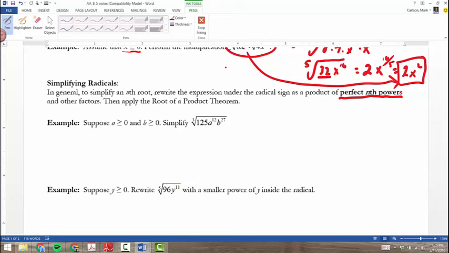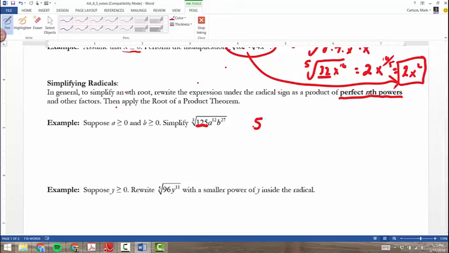So what I'm going to do is look at this and do each number and each variable. The first thing I'm looking at is the number 125, and I'm asking myself this question: are there any perfect third power numbers that go into 125? And I know that 125 is a perfect third power number. So since 5 times itself 3 times is equal to 125, I can pull the 5 out of the radical. I don't have anything left underneath the radical, so I'm done with the number.